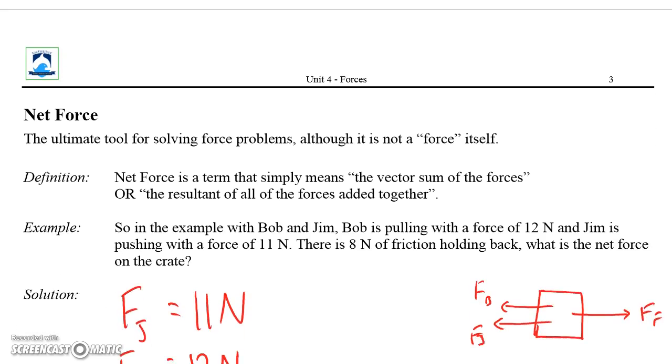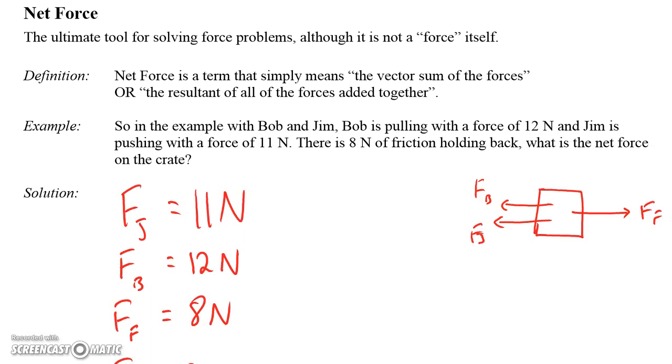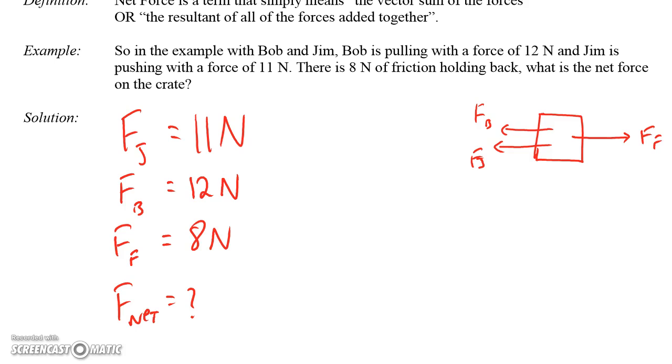Okay. The whole point of this is to come up with the net force. The net force is the key to solving all of our problems. So we've got the same situation with Bob and Jim, but this time we're given numbers. So Bob is pulling with 12 newtons and Jim is pushing with 11 newtons, and the friction is 8 newtons. What is the net force? Net force is just adding up all the forces together, but we have to take into account the directions. So it's the vector sum. So we're dealing with vectors here. We're not given directions, but if you remember back to the diagram, we knew which way they were drawing.